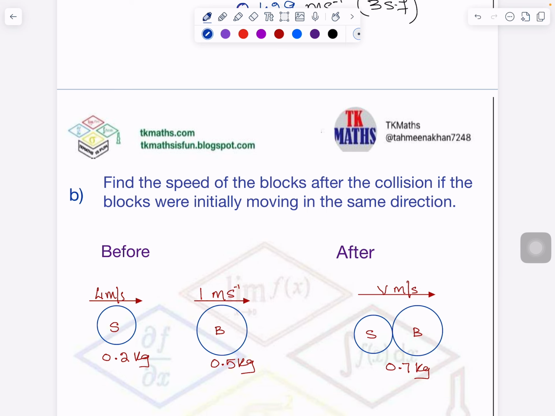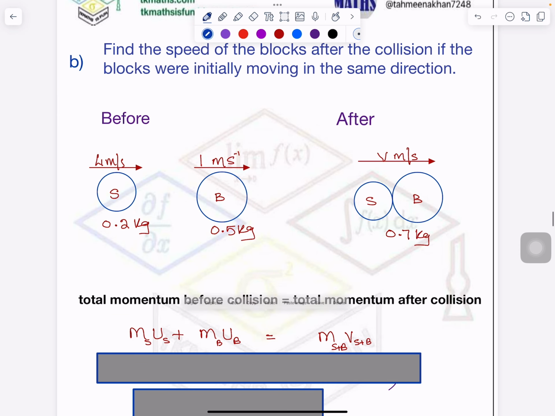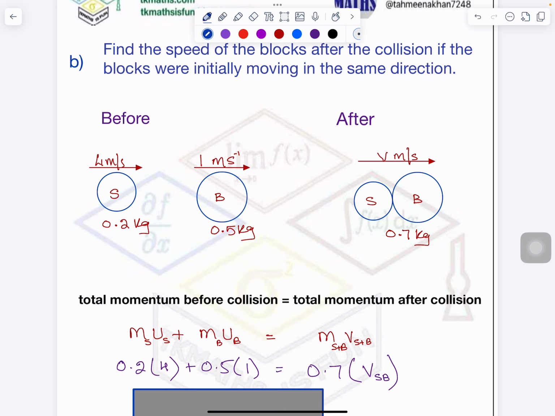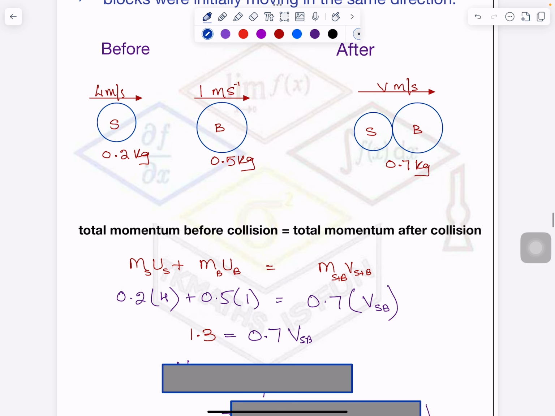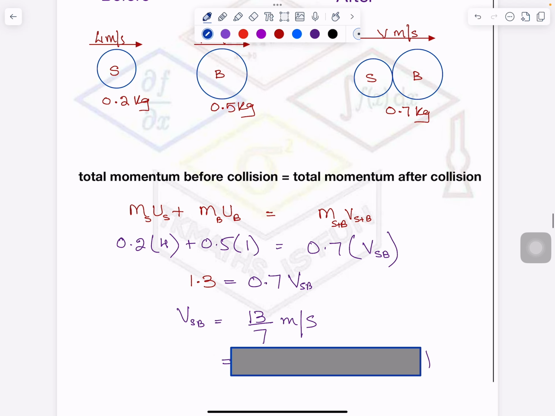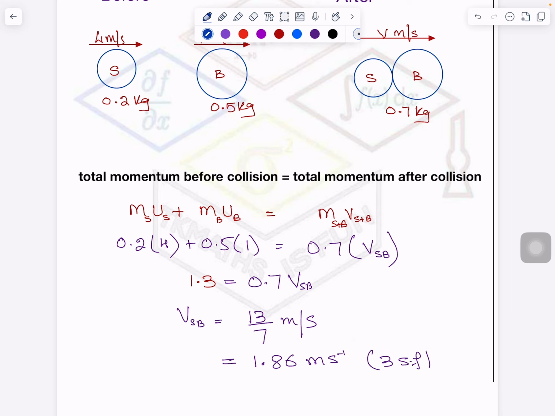So now again we will apply the law of conservation of momentum, right? And substitute the values here. The impact will be that now one will be positive because it is in the same direction. Okay, I hope you're understanding. I have tried to draw the diagram very clearly so that it can make sense to you. Now simple calculation, and then the final answer in 3 significant figures, which is 1.86 meters per second.